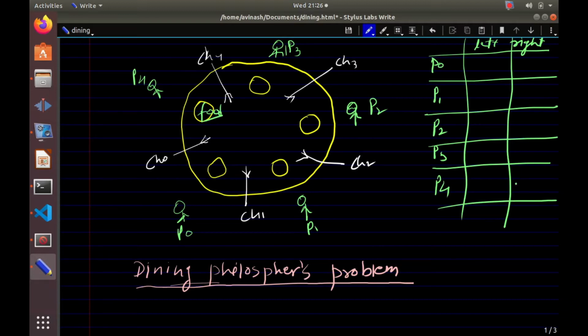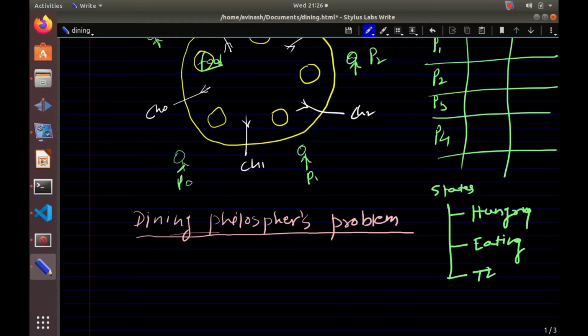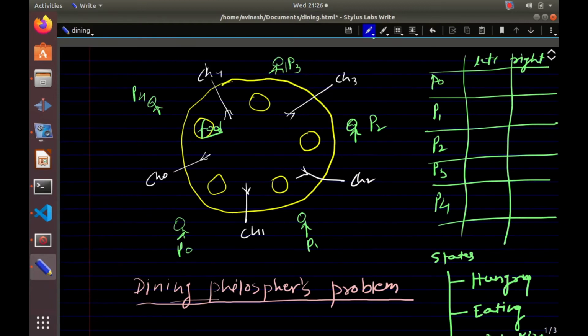So during the execution of this program, a philosopher goes through 3 different states. Let me write the states. The first state is that the philosopher will be in a hungry state. Then the philosopher will try to eat, so he will go into the eating state, and the third state is that the philosopher is thinking. So after eating he will start thinking. These are the 3 states through which a philosopher goes.